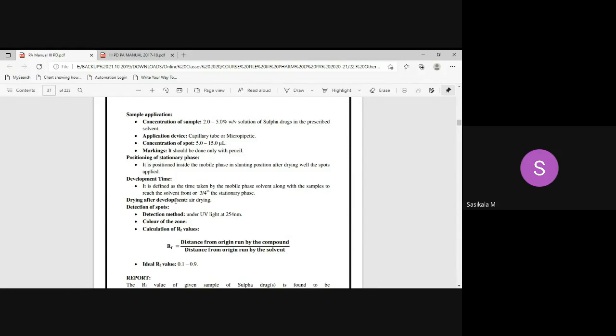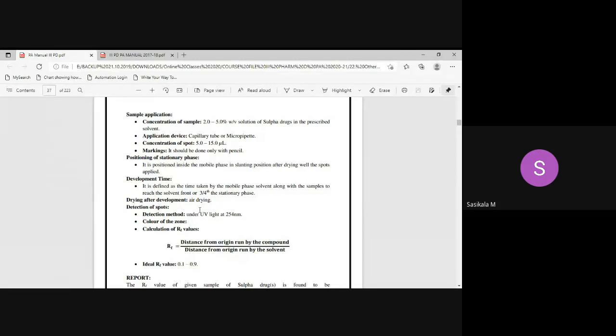The time taken by the mobile phase solvent to move from the baseline to the solvent front, 3/4 distance, is called development time. This is important. It will vary according to environmental factors, solvent purity, the sample, and the nature and polarity of the mobile phase. This timing will vary. That's why we need to focus on development time also. How long the mobile phase takes to reach 3/4 of the distance in the plate from the baseline is called development time.